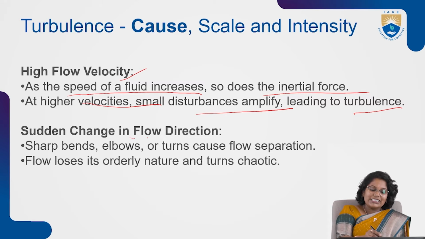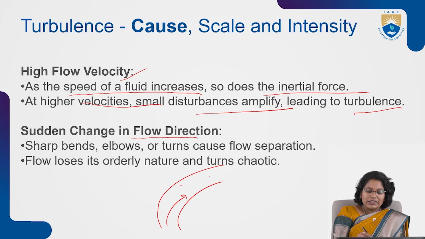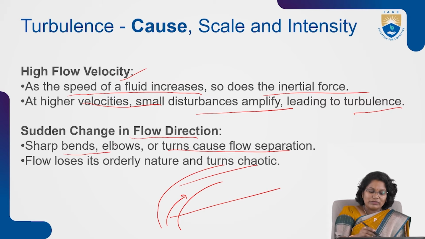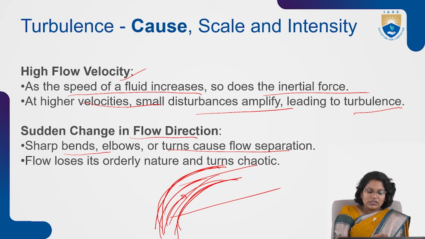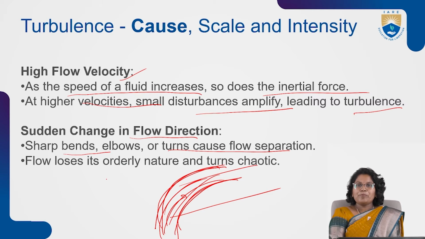Sudden change in flow direction. If there is a sudden change in flow direction, then we also see turbulence, because at sharp bends, at elbows, or turns, it causes flow separation. At these bends we see some separation. The flow loses its ordinary nature and turns chaotic.